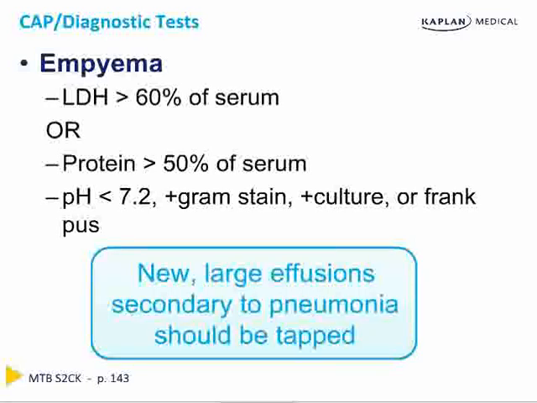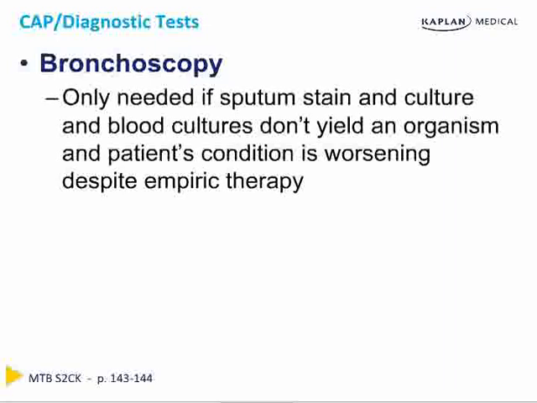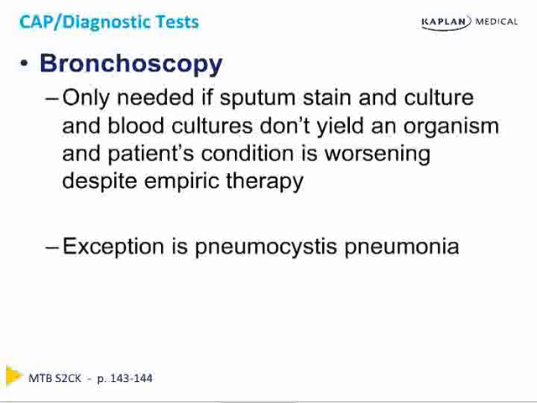Remember, any new large effusion associated with a pneumonia must be tapped in order to analyze the fluid for these criteria. In certain situations, taking a direct look at the lung with bronchoscopy may be necessary. This is only needed if the sputum stain and culture and the blood cultures do not yield a particular organism and the patient's condition is worsening despite empiric antibiotic therapy. One exception would be pneumocystis pneumonia, which is extremely difficult to grow without actually performing a bronchoscopy.